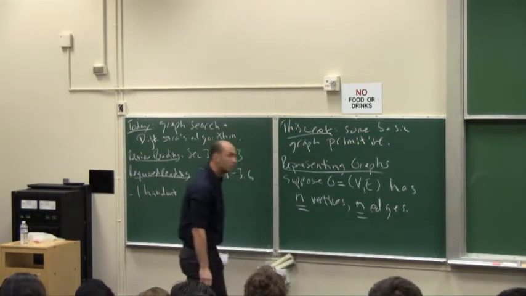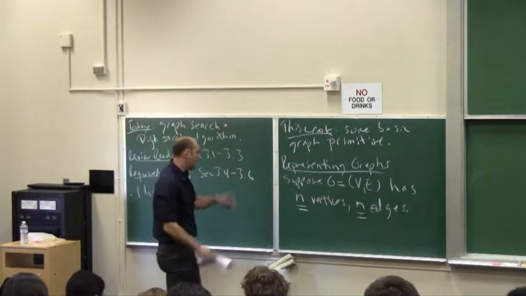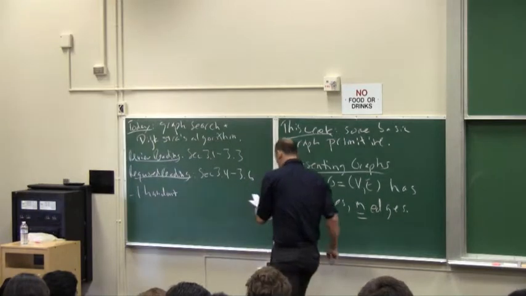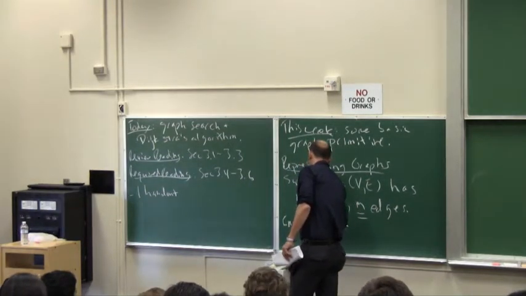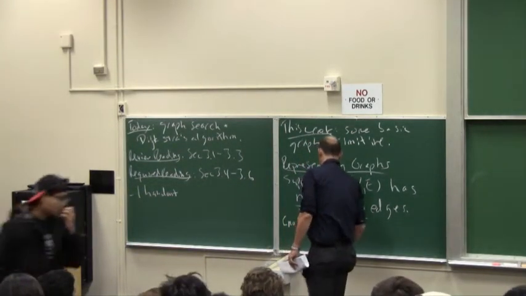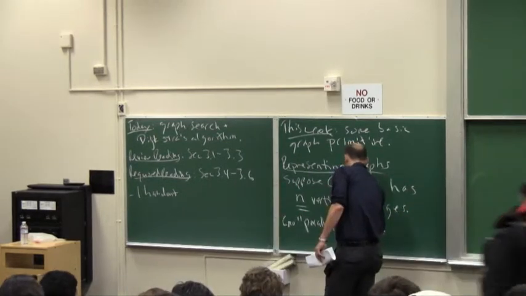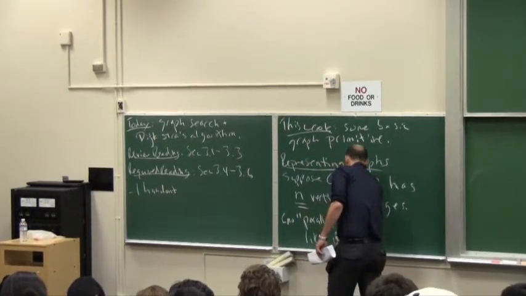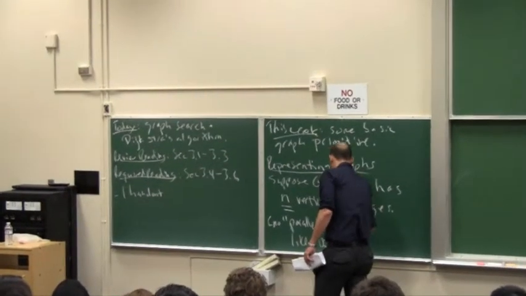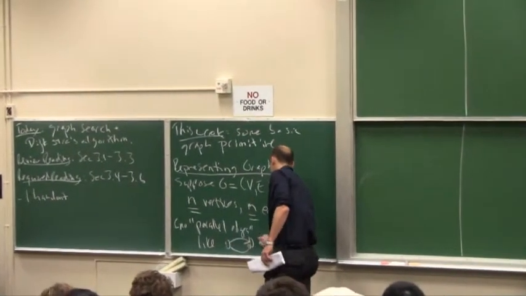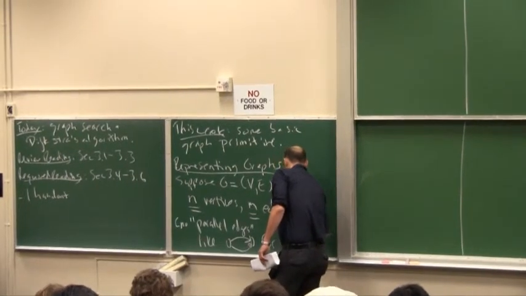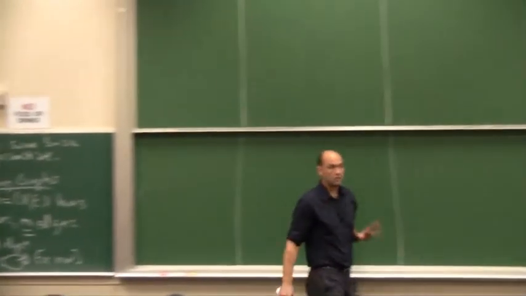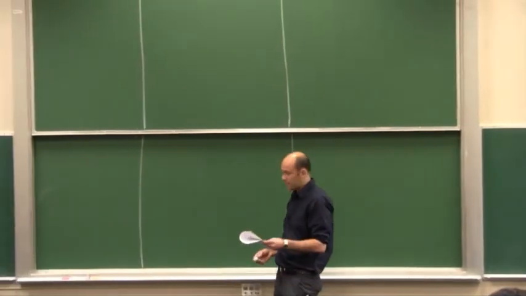For the moment, and I'll relax this in a couple of weeks, we're going to think about so-called simple graphs. So for the moment, we won't worry about parallel edges, meaning you have 2 nodes and 2 edges going in the same direction. Parallel edges won't be relevant for the next several lectures, so just assume that they're not there.